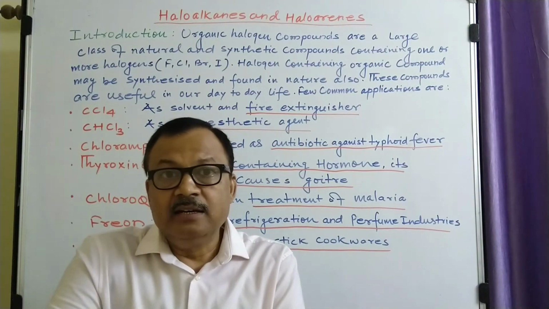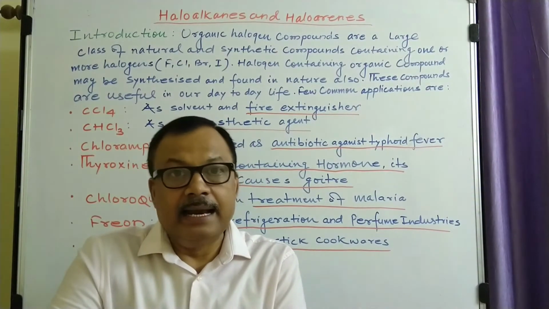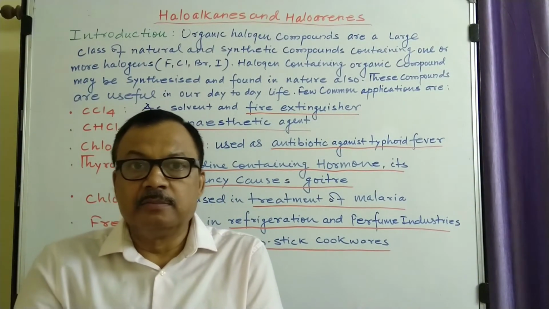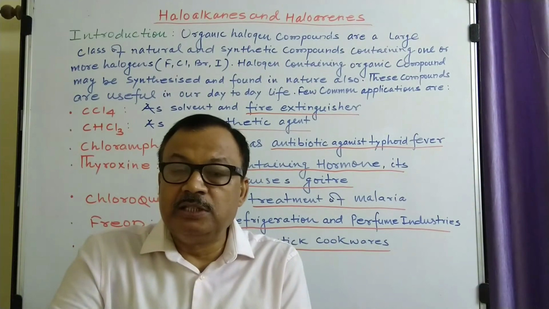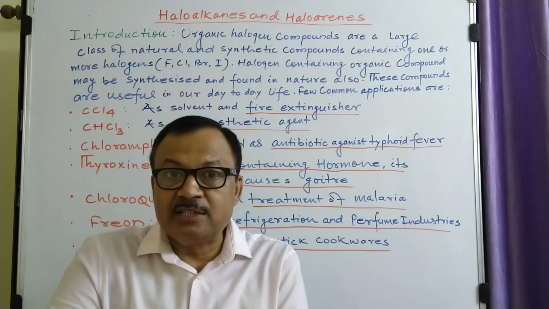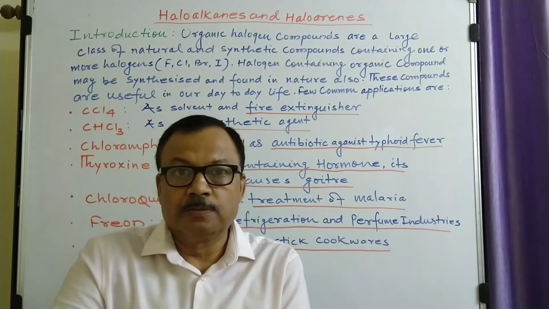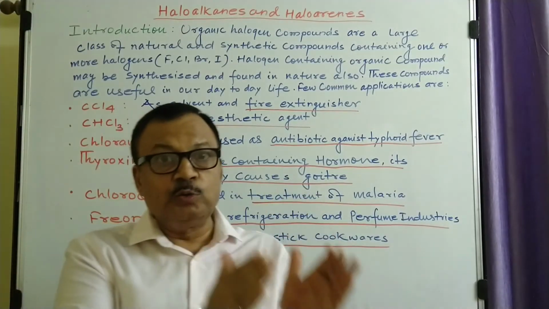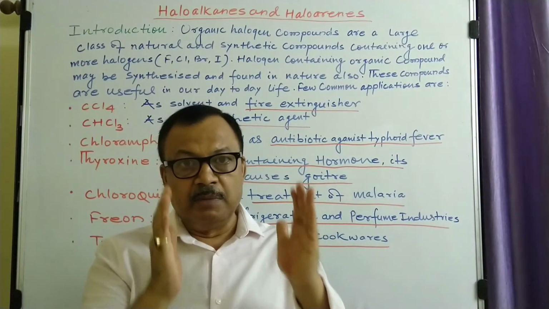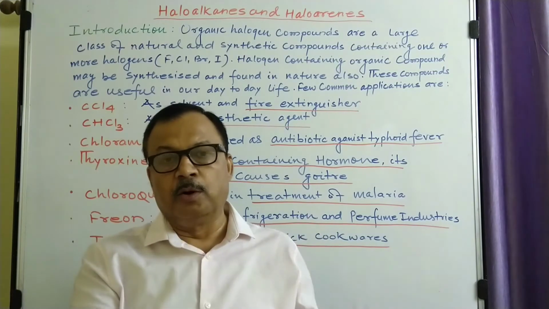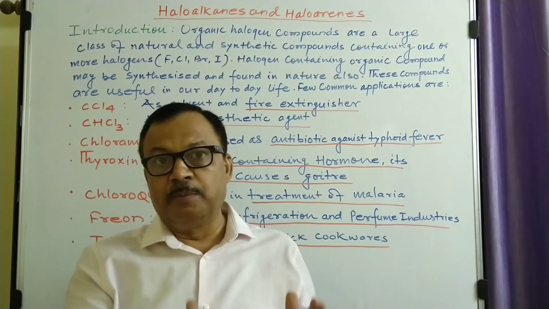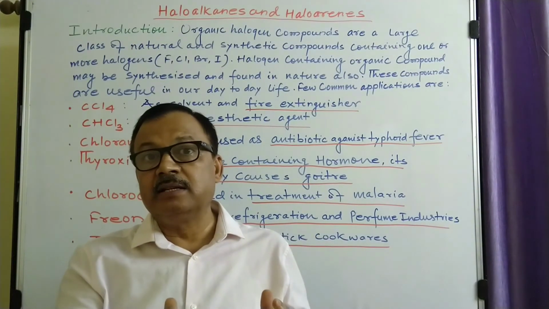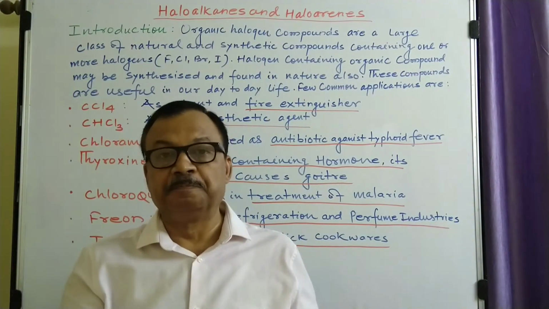Then the second part is allylic halide. Allylic halides are those in which the halogen atom is attached to an sp3 hybridized carbon atom next to a carbon-carbon double bond. That means the halogen-attached carbon is sp3 hybridized, and next to that sp3 hybridized carbon there must be a carbon-carbon double bond. That double bond may be in an alkene system as well as in a cycloalkene system.